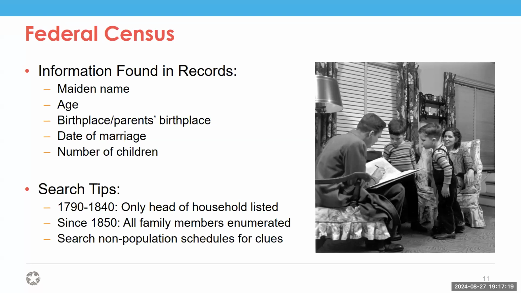And you can find all of these on Ancestry and FamilySearch. They are public record and they will all be included in there. You can also go to the NARA website and find all of those federal census and non-population schedules there.